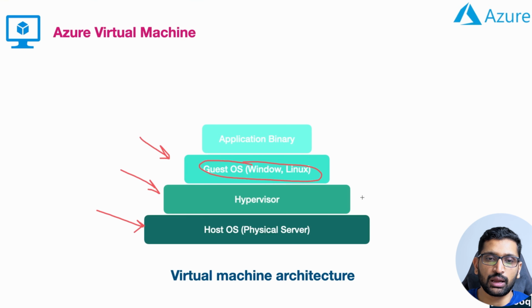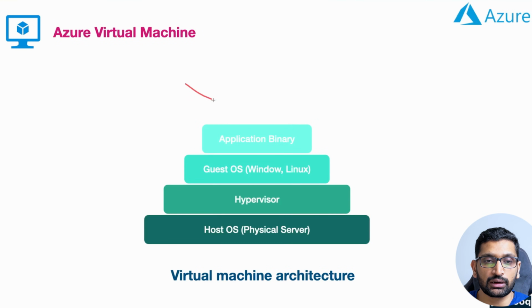So this hypervisor, which is sitting in between the guest OS, which is this one, and the host OS, acts as a bridge between the guest OS and the host OS so that our virtual machine can run onto that data center premises.